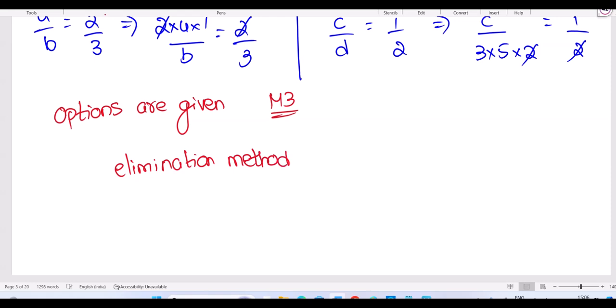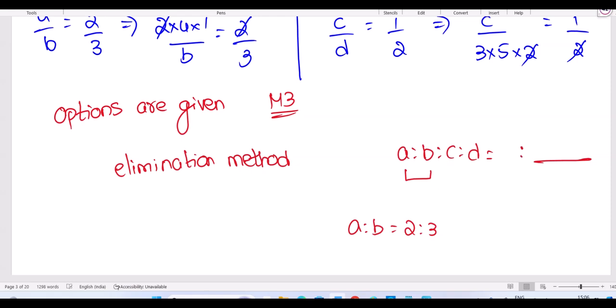How to do that? Let us say options A, B, C, D are given, right? Then what you can do now? See, A and B ratio in the question is 2 is to 3. In options, go for the first two values. Is it 2 is to 3 or not? If not, that option is wrong.